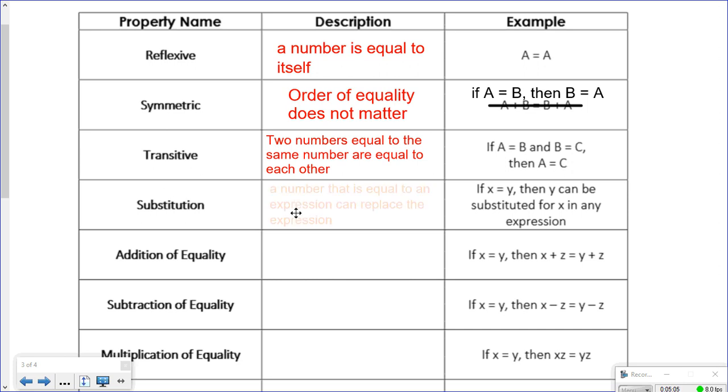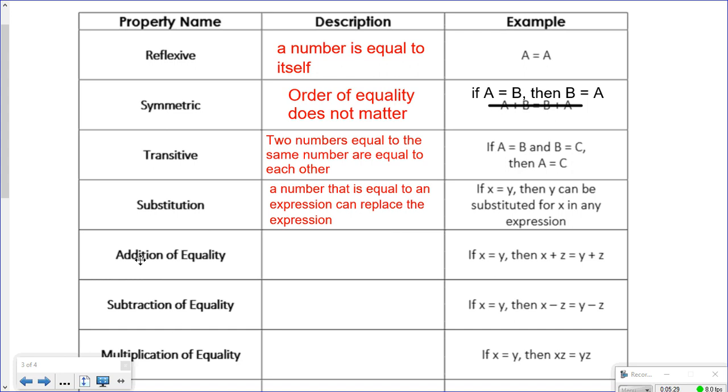Substitution says that a number that is equal to an expression can be replaced. You can replace the expression with it. So if you know that x equals 4, you can go ahead and put a 4 in for x. That's just the property. We already do it. We're just naming the property. So if x equals y, we can replace y with all the x's in the expression.